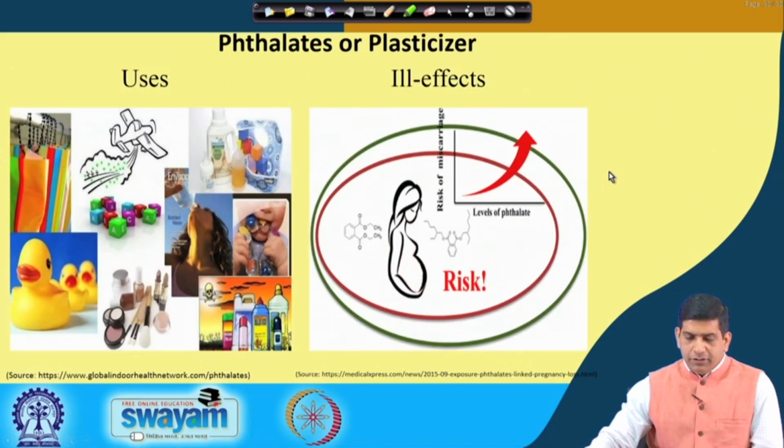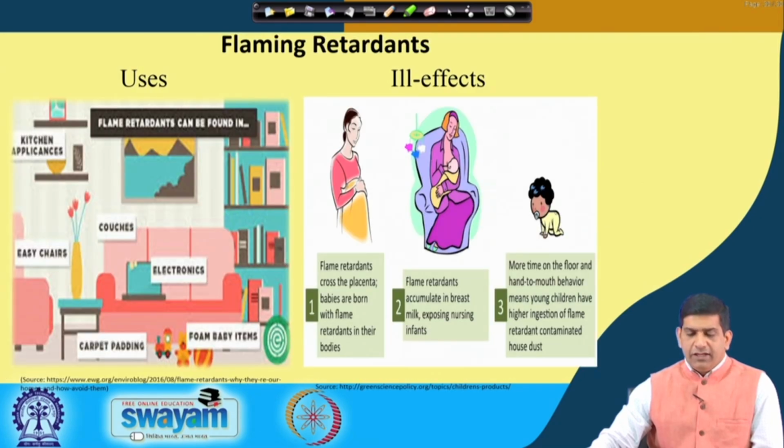ill effect. Phthalates are used in different kinds of materials, toys, cosmetics, bottles, different containers. They use phthalates, and the risk, we talked about it earlier, is to the reproductive system and other issues associated with that. As the level of phthalates goes up, the risk of miscarriage is more. So you don't want too much exposure to phthalates.